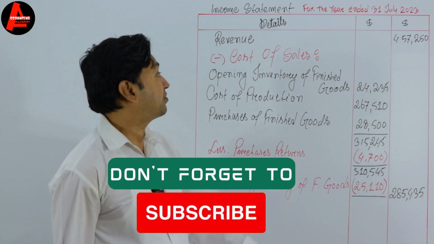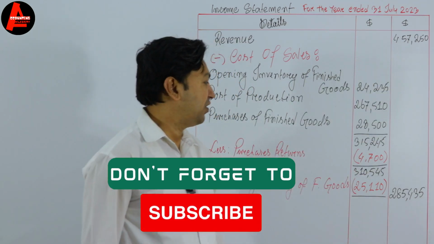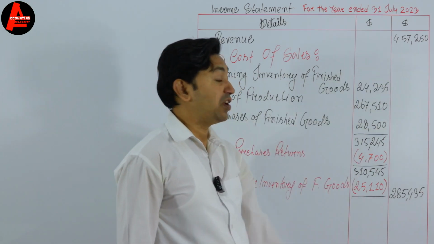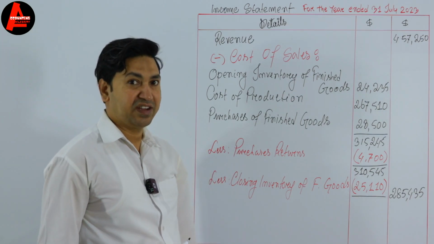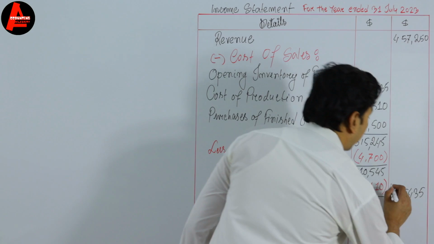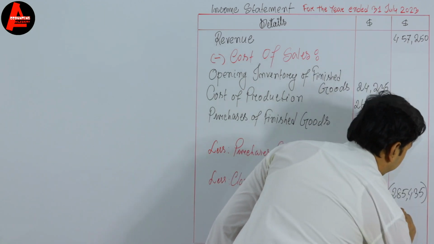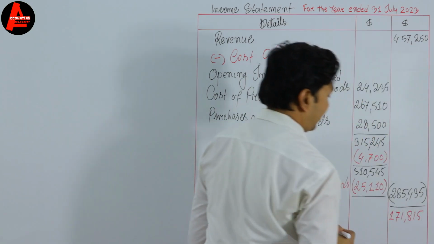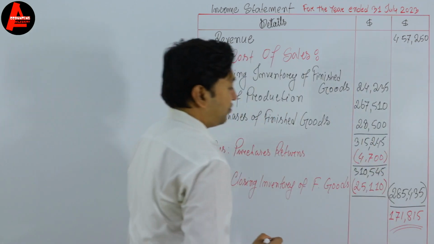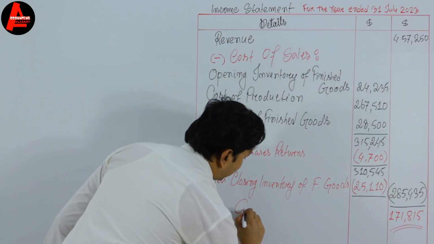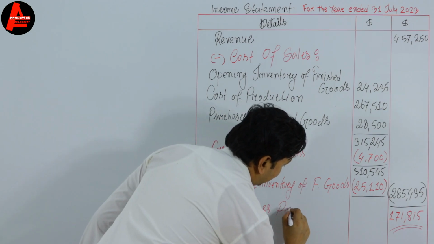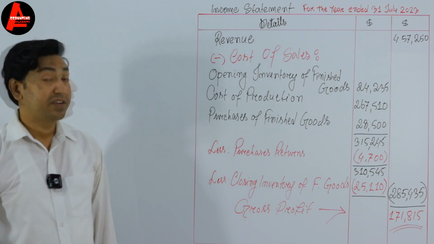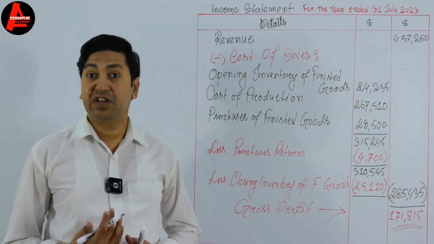Now if we subtract cost of sales from the revenue, we will get our gross profit. It is a profit because our revenue is much greater than cost of sales. What do we get if we subtract this amount from revenue? $171,815. This is our gross profit. Let us write here gross profit. This is how you need to prepare an income statement for the manufacturing business.